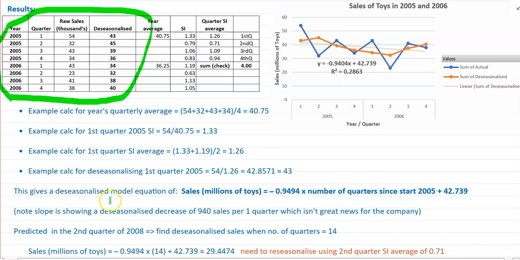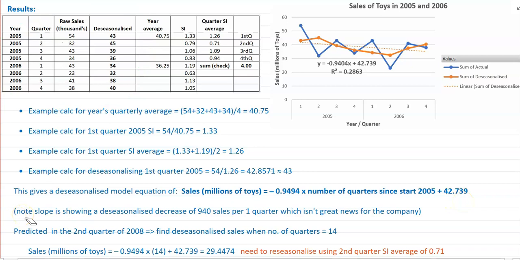So putting it in the context of the data, this gives a deseasonalized model equation of sales, millions of toys, is equal to negative 0.9494 times the number of quarters since the start of 2005 plus 42.739. And I just put a little note in there saying that slope showing you that we've got a deseasonalized decrease of 940 sales per 1 quarter, which I mean isn't great news for the company.